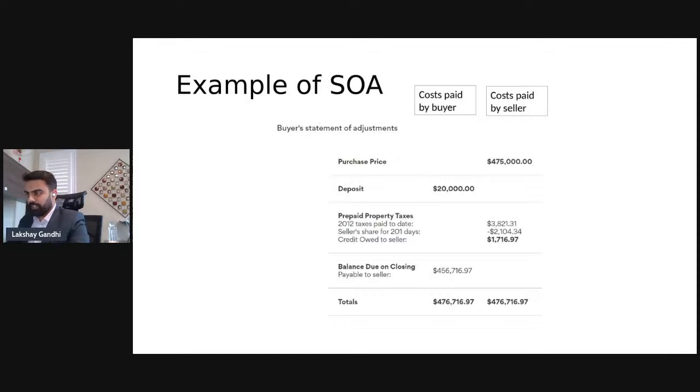and how each of these numbers are being calculated. So the statement of adjustment basically describes what are the costs paid by the buyer versus the costs paid by the seller, and how much will be passed on or moved through the trust account at the end of the statement. So if you see this number of $456,000, this is technically what will be given to the trust account or moved to the trust ledger of the buyer in order to do the successful closing.